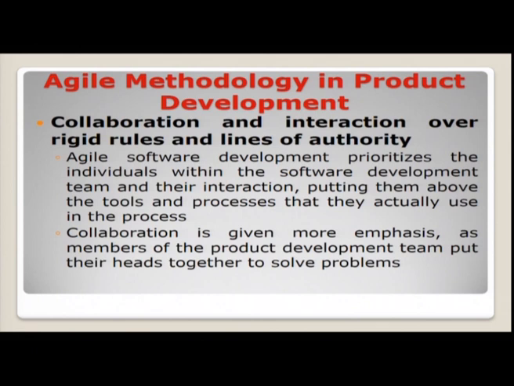As far as the traditional life cycle model and traditional software development is concerned, we would have seen that in a subject called software engineering. Here in Agile software development, it is all about collaboration, interaction, and team gelling. So collaboration and interaction over rigid rules and lines of authority. Agile software development prioritizes the individuals within the software development team and their interaction, putting them above the tools and processes that they actually use.